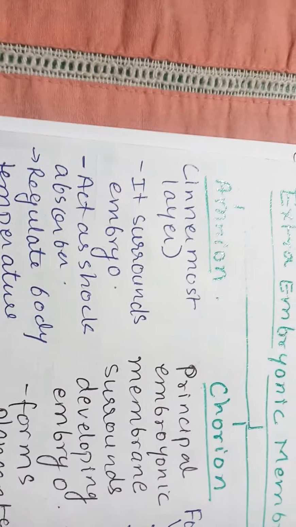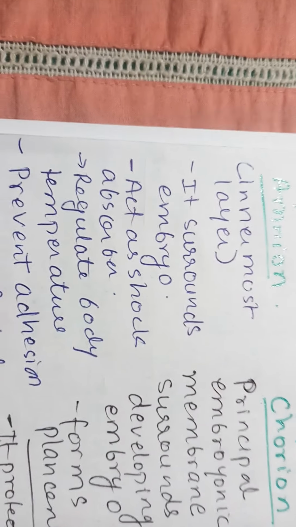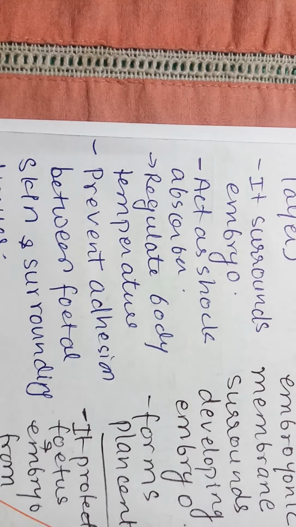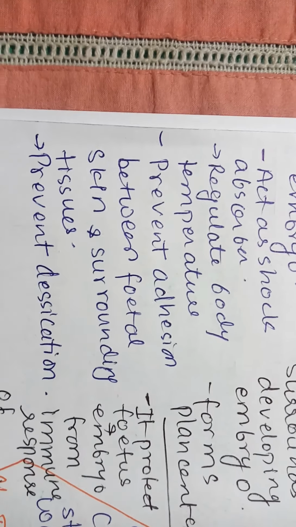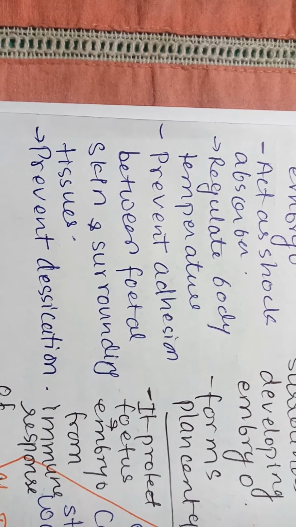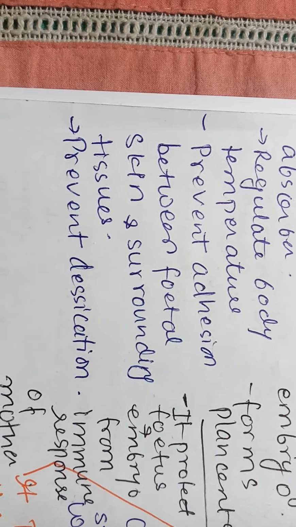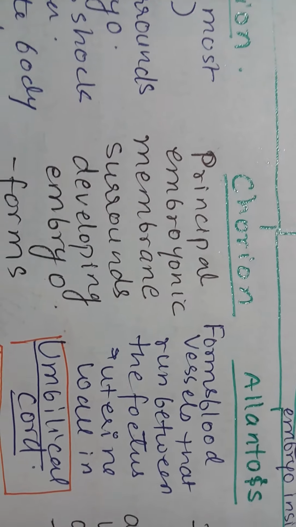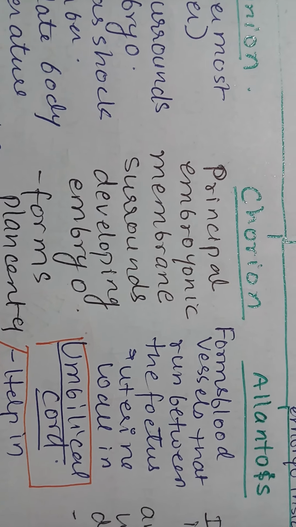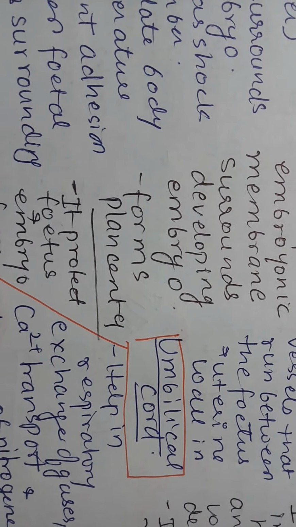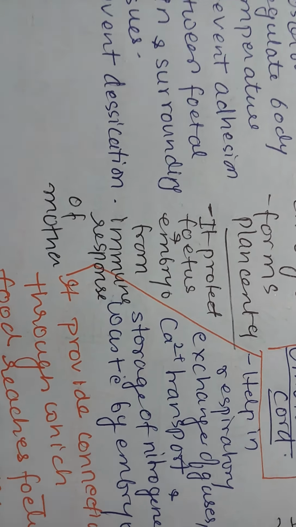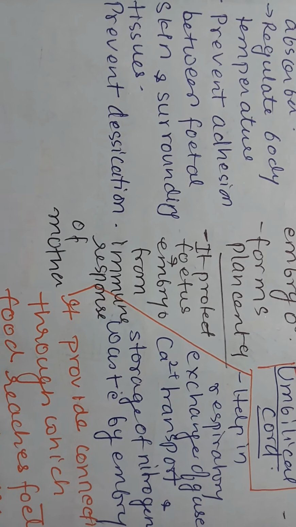Let's see what are their functions. Amnion is the innermost layer. It surrounds the embryo, acts as a shock absorber, regulates body temperature, prevents adhesion between fetal skin and surrounding tissues, and prevents desiccation. Chorion is the principal embryonic membrane surrounding the developing embryo, and it forms the placenta. It protects the fetus and embryo from the immune response of the mother.